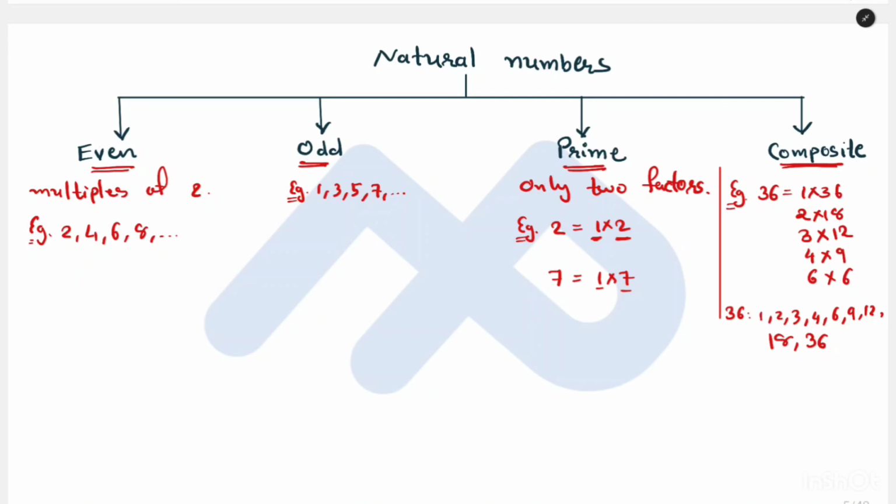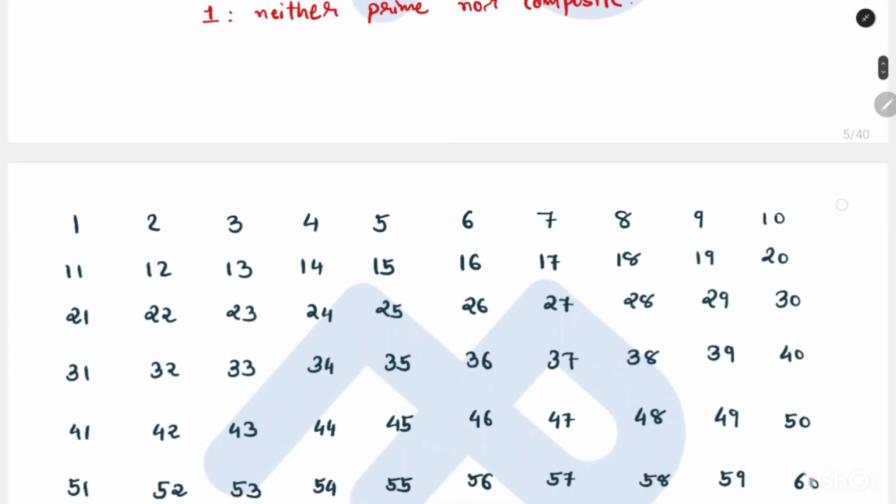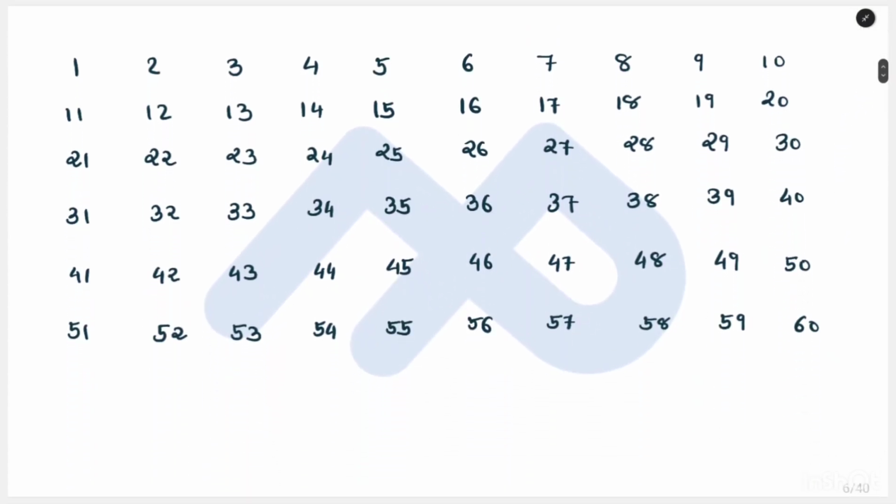Okay, but if you observe, if I talk about 1, then 1 is divisible by 1 only. So it doesn't even have two factors, it has only one factor. That means 1 is neither prime nor composite. So you can call it a special number which is neither prime nor composite. Clear? So in the next slide, I'll show you how to enlist all the prime numbers.